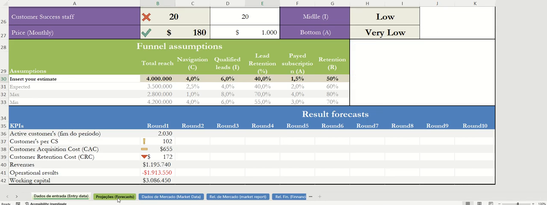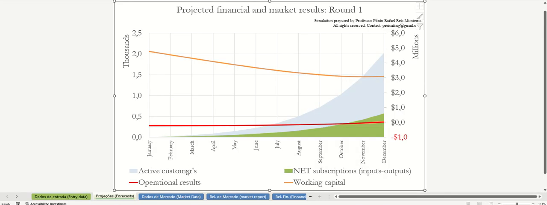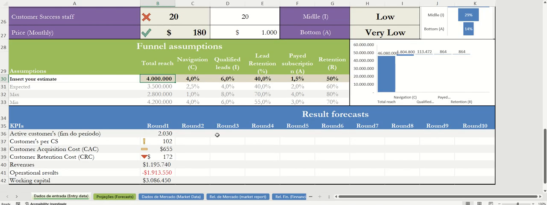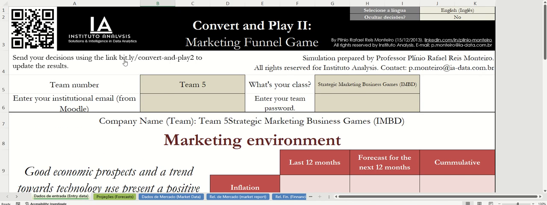Indeed, you can even check what your results will be in terms of customers, net subscriptions, which is the number of new customers less the customers that you are losing, and also your operational results, your profits, and your working capital over the next year. So this is what we may expect to happen in this first year of operation. Once you're ready with that, then it's time to send a decision online in the Convert and Play. Just click on the link here and it will open this form.